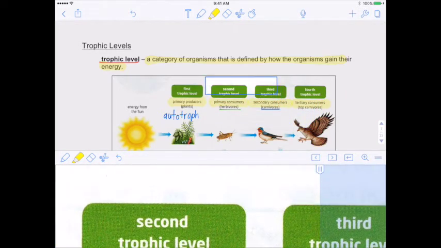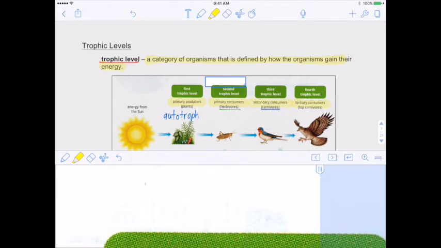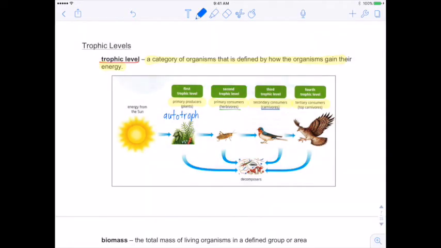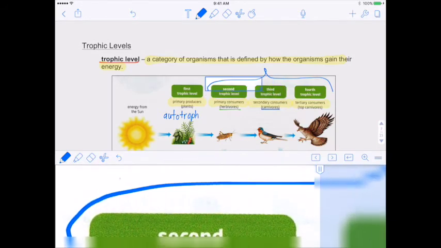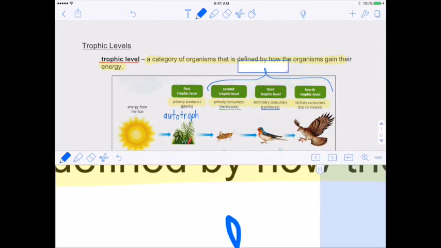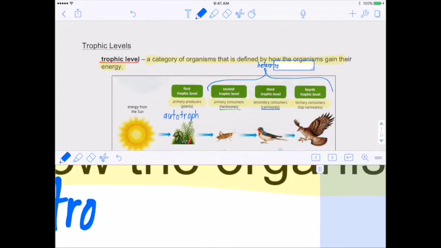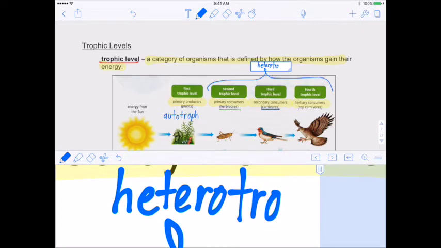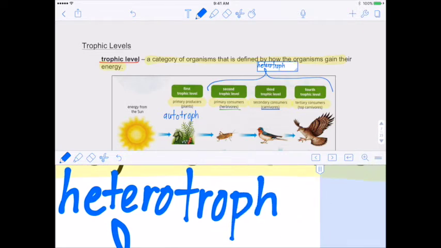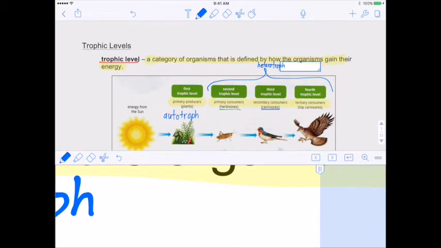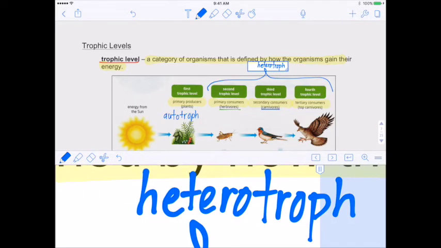If something doesn't make its own food, we call these organisms not autotrophs, but heterotrophs. Autotrophs make their own food. Heterotrophs need to consume other organisms to get energy. Hetero means other, and troph means feeding. It means they feed on other things. They can't make their own food.